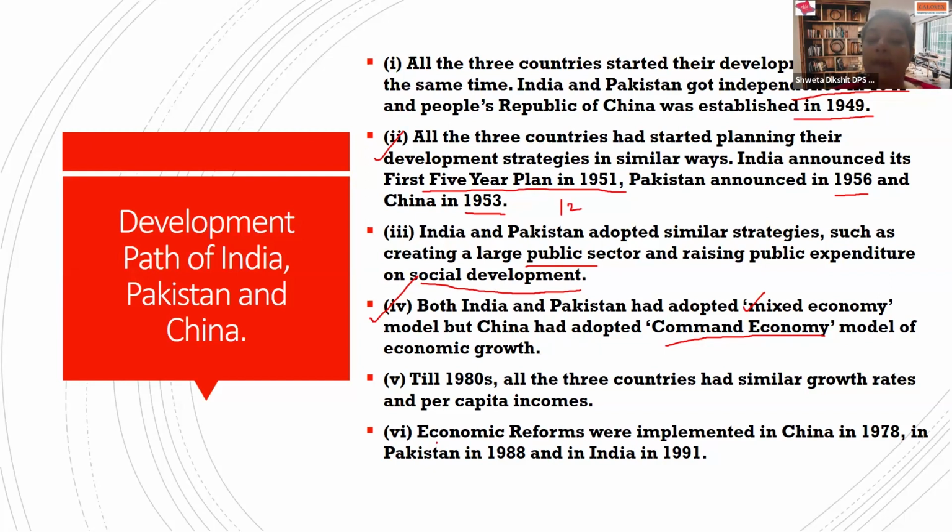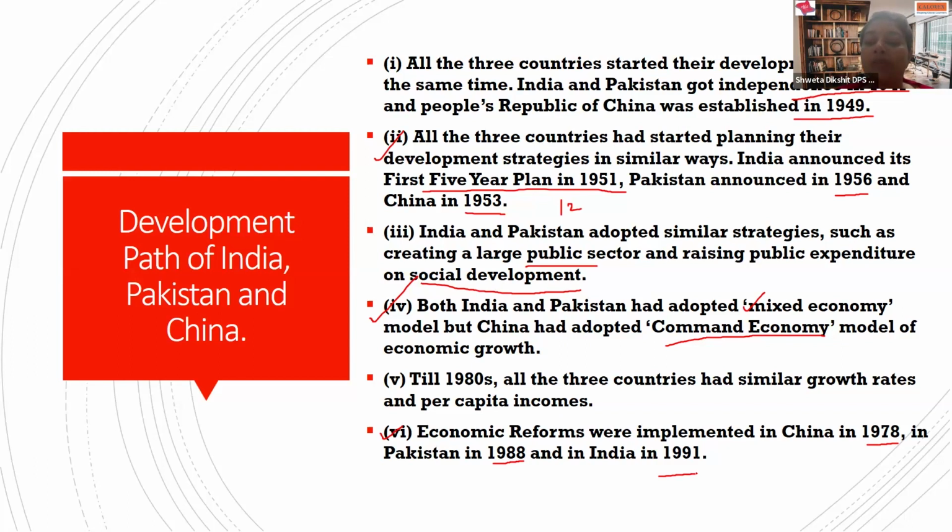Then comes the third similarity, that is the economic reforms. Economic reforms, which we studied in the third chapter, that is the LPG policy or liberalization, privatization, and globalization policy. So, all these three economies adopted the economic reforms, but there are differences in time, although the time difference is very slight. China adopted first, that is in the year 1978. Pakistan was the second country to become liberalized, that is 1988, and India in the year 1991. So India was the latest in implementation and adoption of economic reforms.